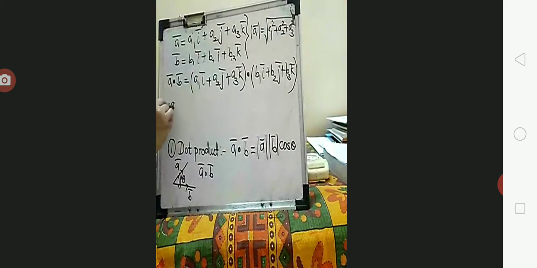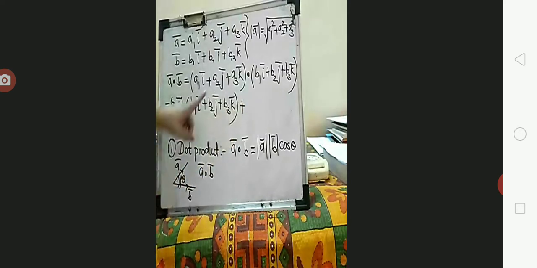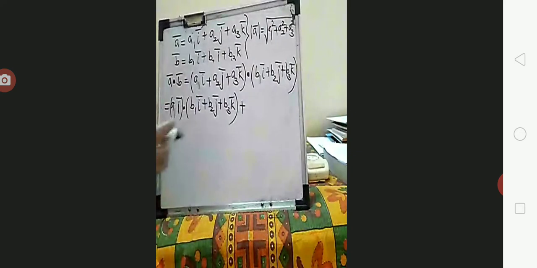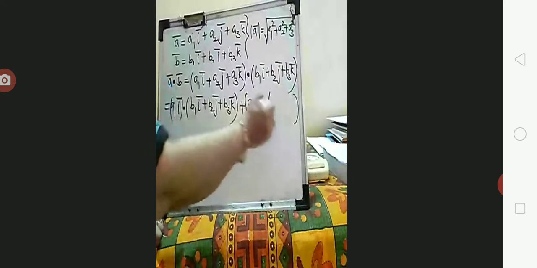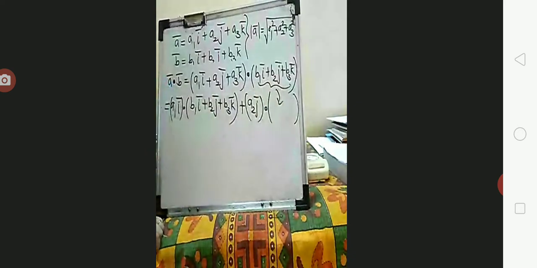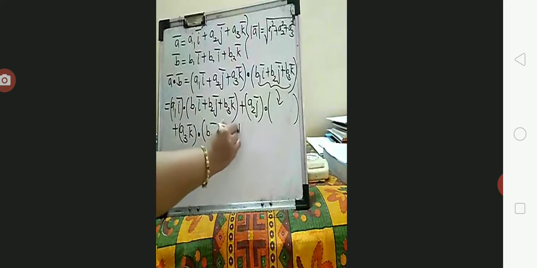So I write a1 i bar, dot, the entire second bracket, that is b1 i bar plus b2 j bar plus b3 k bar. Plus, the next component is a2 j bar, and then you take a dot between these two and write the same second bracket. Similarly, I write a3 k bar, preserve that dot operation, and write b1 i bar plus b2 j bar plus b3 k bar.